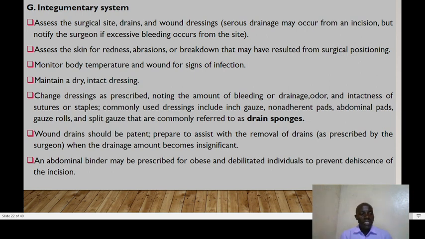So, wound drains should be patent. You prepare to assist the removal of drains as prescribed by the surgeon when the drainage amount becomes insignificant.